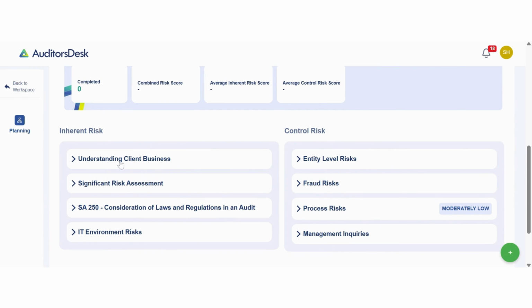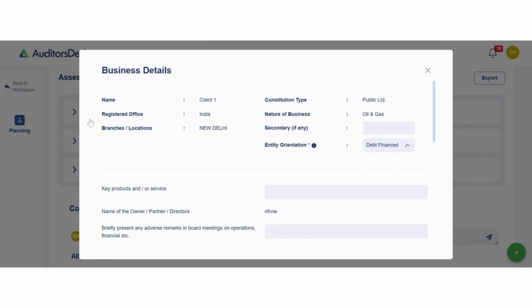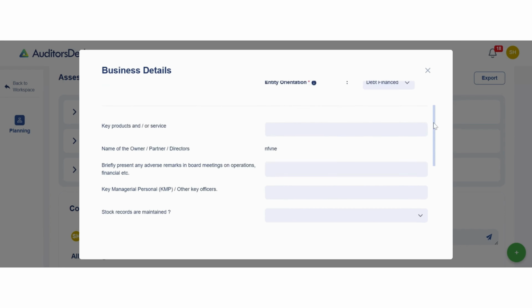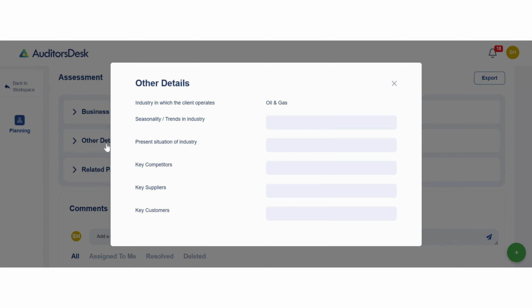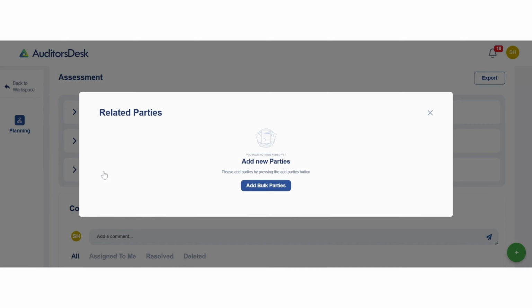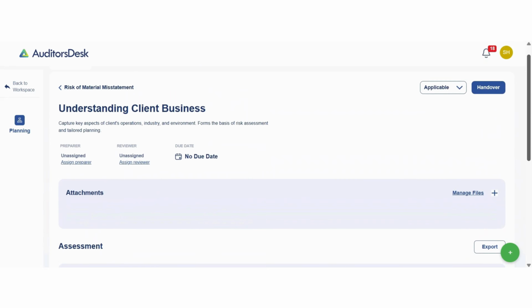This section focuses on gaining a deep understanding of the client's nature of business, industry, operating model, and environment. It covers areas such as the client's revenue streams, cost structure, competitive landscape, regulatory requirements, and key management processes. By understanding these factors, auditors can identify areas that are naturally prone to misstatement or fraud, especially those involving judgment, estimation, or complex transactions.